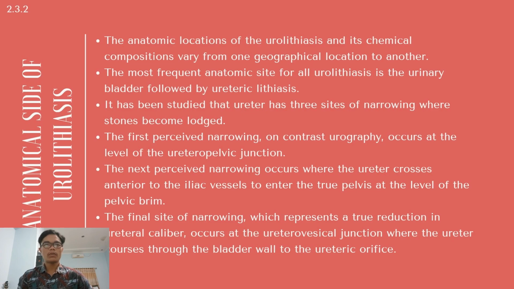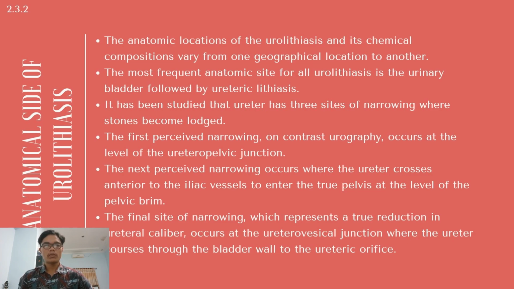The next perceived narrowing occurs where the ureter crosses anterior to the iliac vessels to enter the true pelvis at the level of the pelvic brim. This appearance is from a combination of extrinsic compression of the ureter by the iliac vessels and the necessary anterior angulation of the ureter as it crosses the iliac vessels to enter the pelvis. There is, however, no intrinsic change in the ureteral caliber at this location.